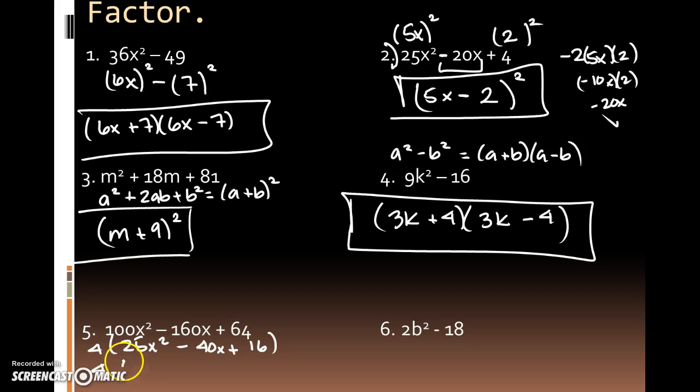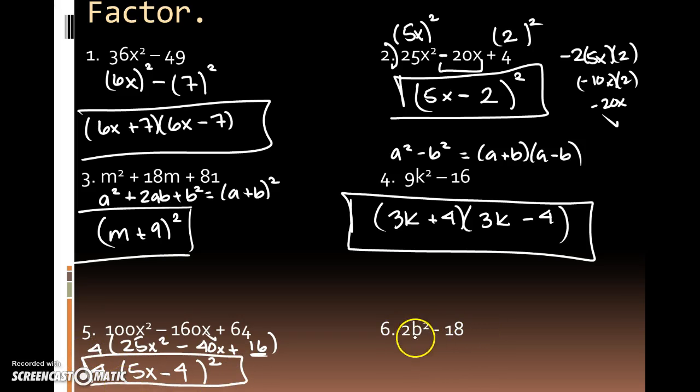So now I have 4 times, if it's a perfect square trinomial, I'm going to break this down into one set of parentheses, the same way that you did for number 2. So what squared gives you 25? 5x minus what squared gives you 16? 4. And then you can check yourself. 2 times 5 is 25. Just kidding. It's 10. And then 10 times 4 is 40. So that works out well. So this is my whole answer for that one.